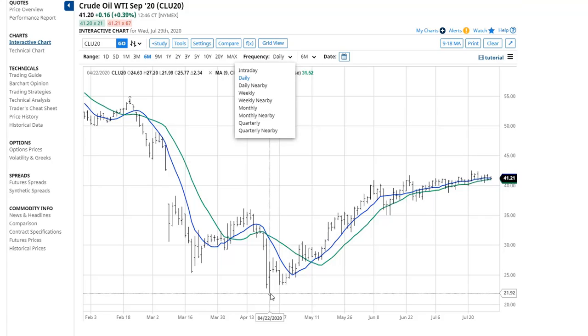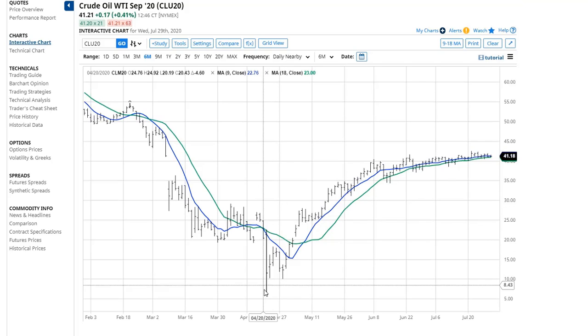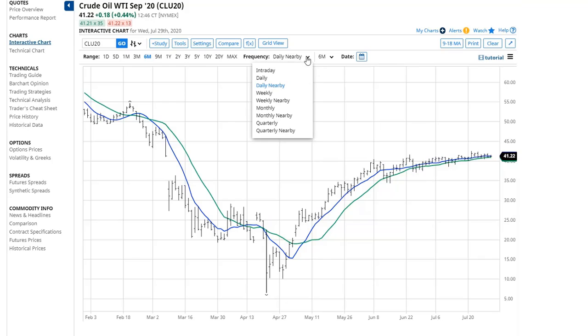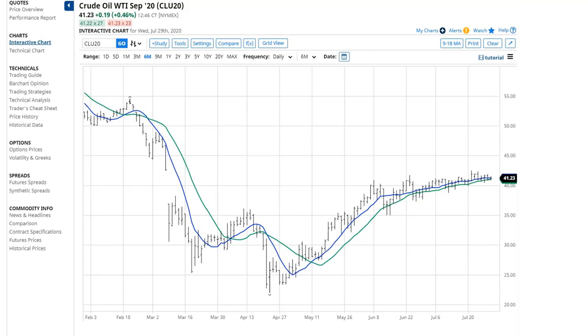I'm just going to give you an example here. For this September contract, the low back on April 22nd was $21.79. If I go to a daily nearby and look at the price of the contract that was trading back in April, its low was $6. So I'm getting kind of false data. I'm not really seeing what is relevant to me for the contract that I'm actually trading. That's a great question, a little bit of a tip for those of you who are futures traders.